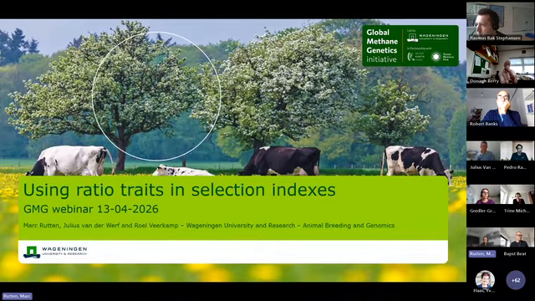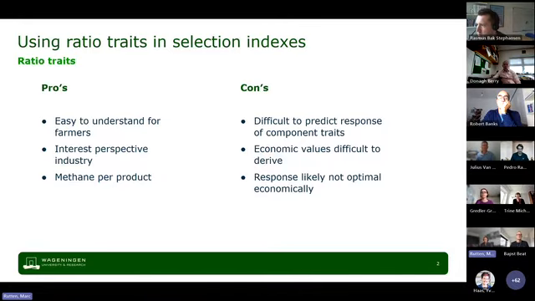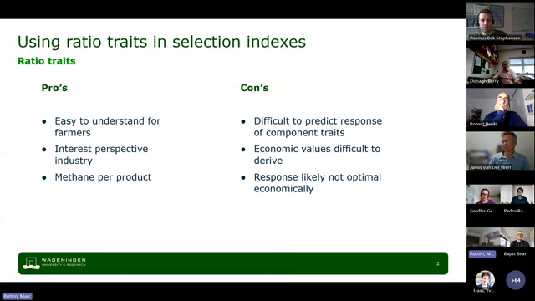So I will be talking about using ratio traits in selection indices, and in the context, as Brigger said, of methane trait definitions, it's very important and has been discussed quite a bit recently. Traditionally, a lot of pros and cons have been mentioned for using ratio traits in selection indices. Basically, using ratio traits is easy to understand for farmers and end users. So there's an interest from the industry.